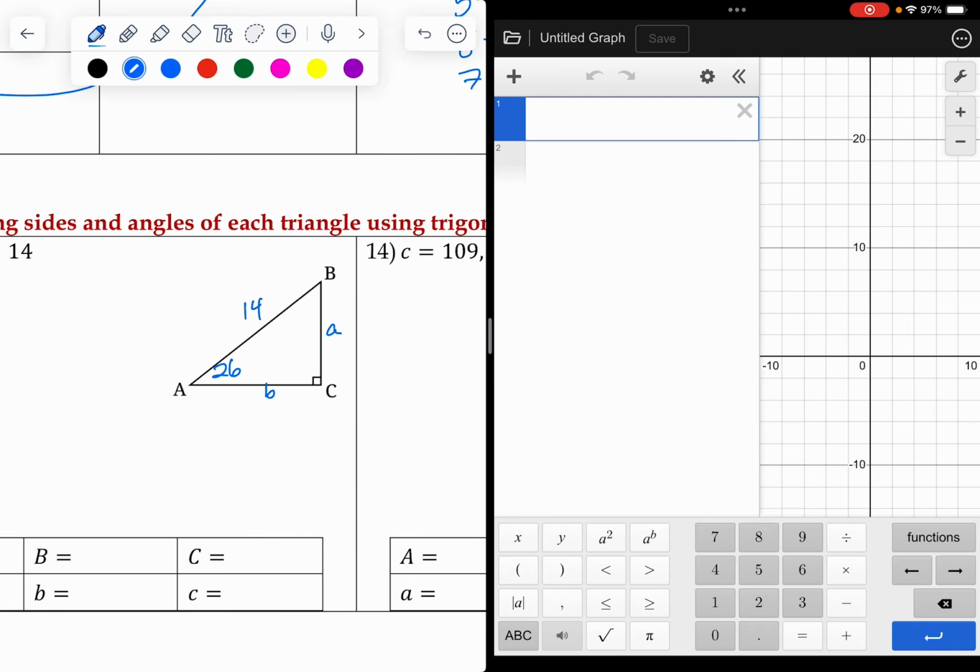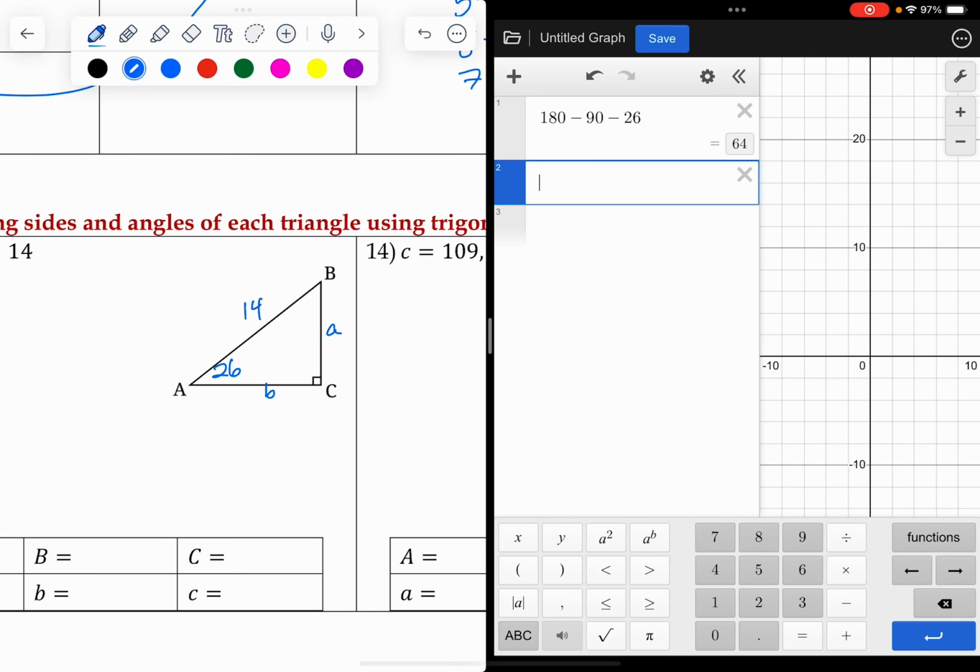Okay, so let's find that angle. What I know is that the whole triangle adds up to 180. If I subtract away 90, I'm already at 90. So now I can subtract away an additional 26. I can type them all in, but next time I won't do all that. I'll just say 90 minus 26 and get that 64 that way. And so angle B right here is 64.